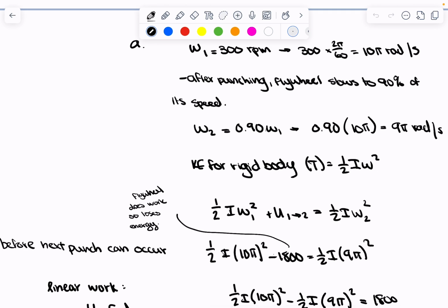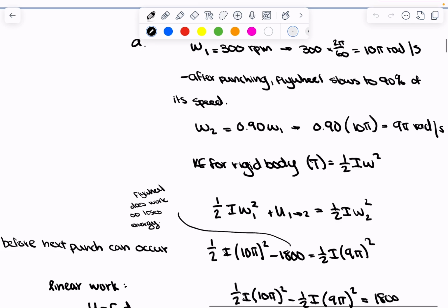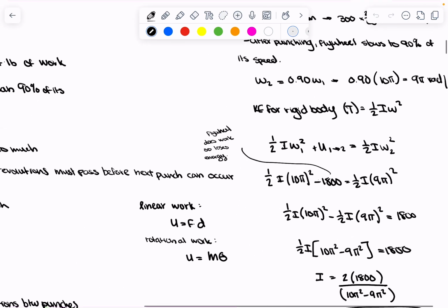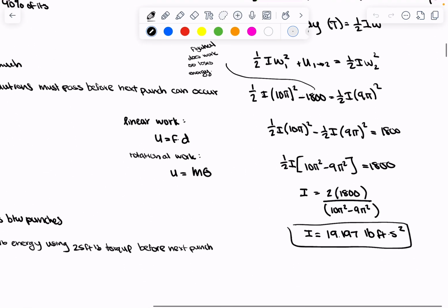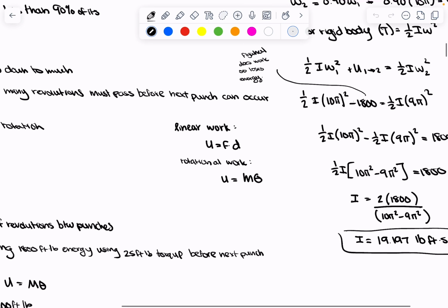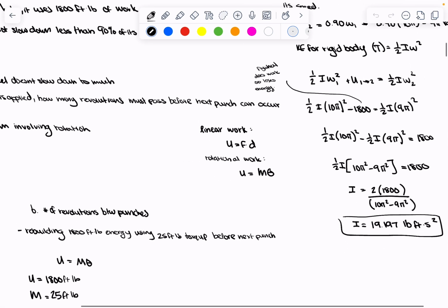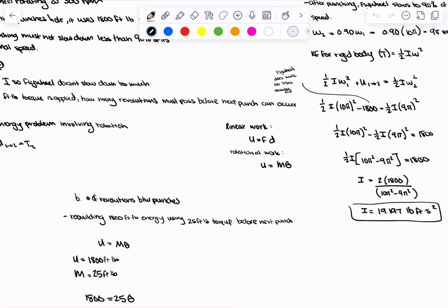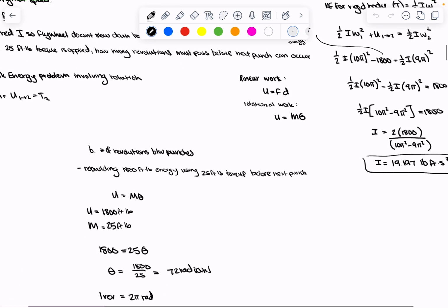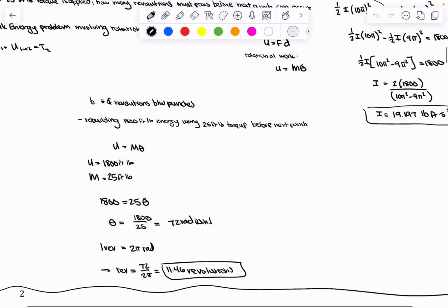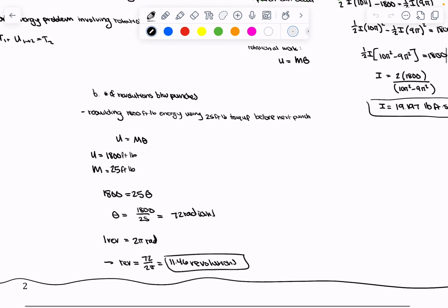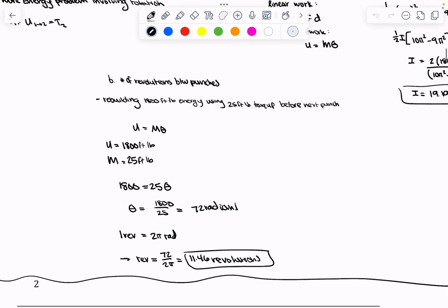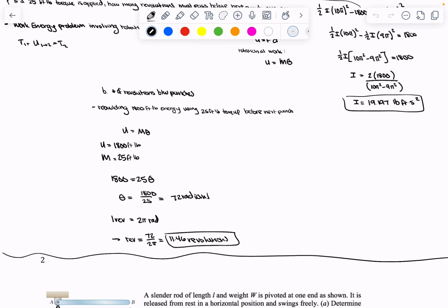Here we're just calculating what 90% of the speed would be, and then applying our energies to find our I. And after we find our I to be 19.197 pound-feet per second squared, we find the number of revolutions between punches using this formula. We get 11.46 revolutions.